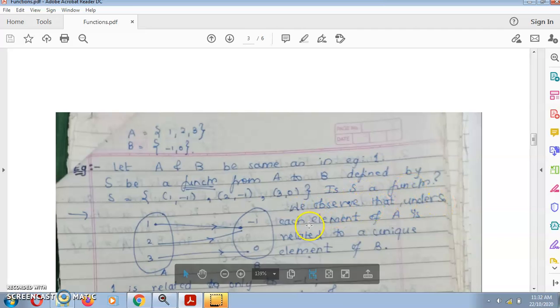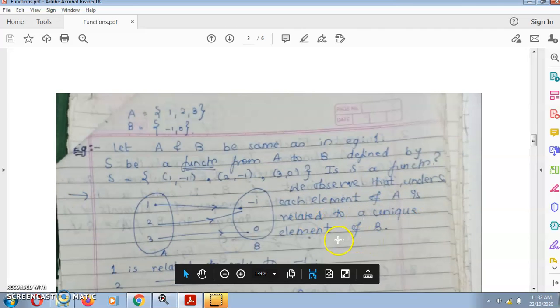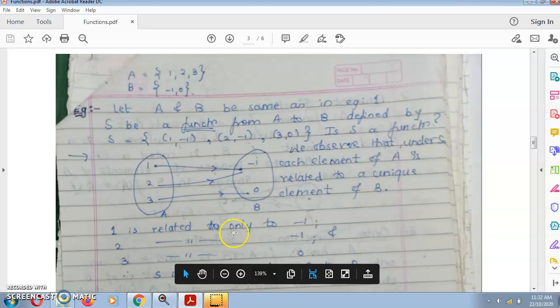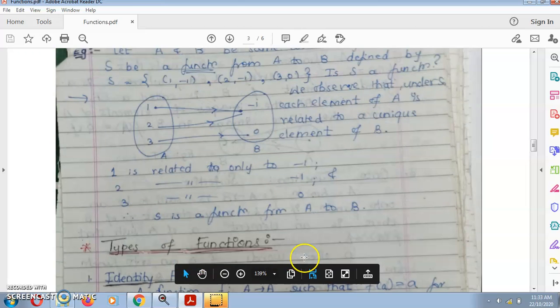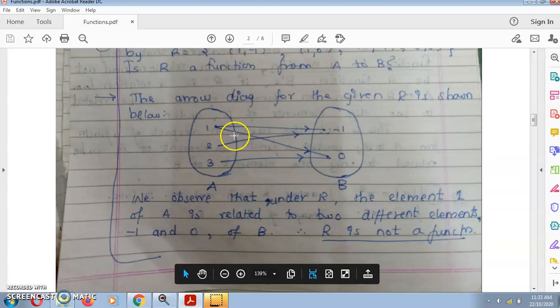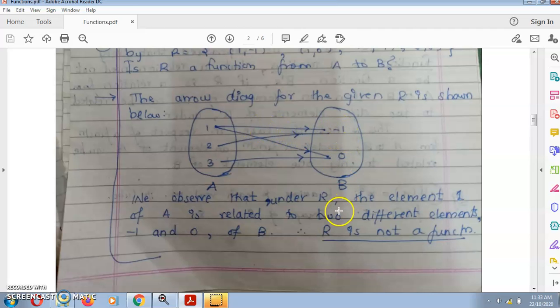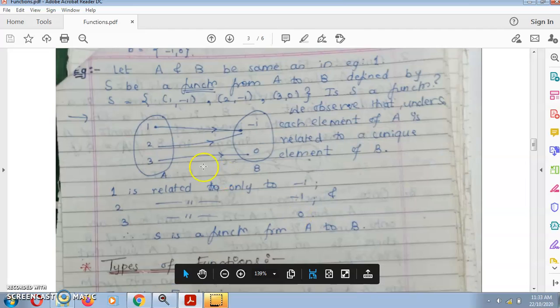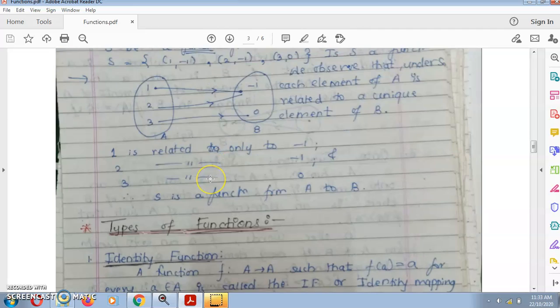We observe that under S each element of A is related to a unique element of B. One is related to minus 1, 2 is related to minus 1, and 3 is related to 0. Therefore F is a function from A to B. In the previous example, one was related to minus 1 and 0. For this reason it was not a function. So here these unique elements are related to the B, so that's why it is a function.